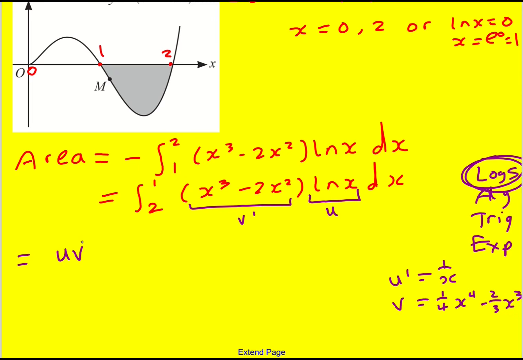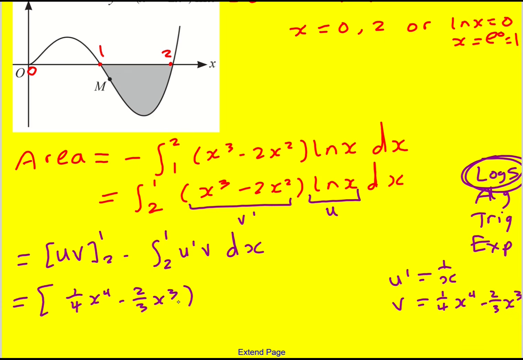So then I get uv evaluated between 1 and 2 minus the integral from 2 to 1 of u dash v. So I get a quarter x to the 4 minus 2/3 x to the 3 times ln x. We just tend to write ln x on the right. That's why I've actually swapped it round. Minus u dash v. So actually I just need to divide a quarter x to the 4 minus 2/3 x cubed by x. So a quarter x to the 3 minus 2/3 x squared.